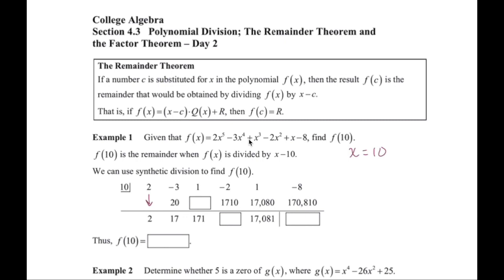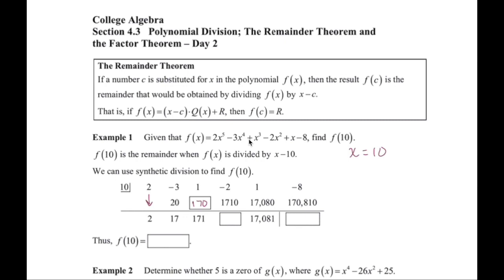Synthetic division says that we write the coefficients along the top. And I notice that I have powers 5, 4, 3, 2, 1, and no powers of x missing. So when I bring down the value of 2, 2 times 10 is 20. Negative 3 plus 20 is 17. 17 times 10 is 170. Plus 1 is 171. Times 10 is 1,710.